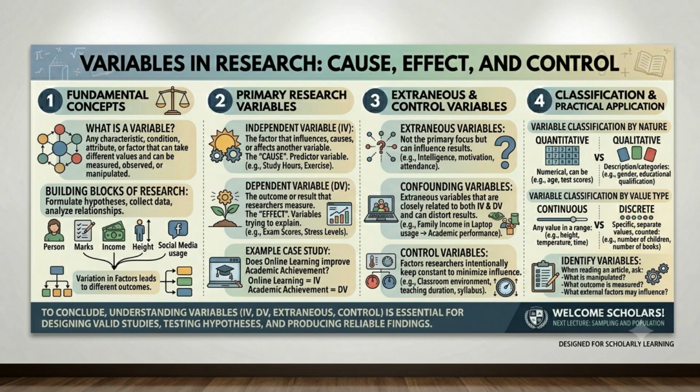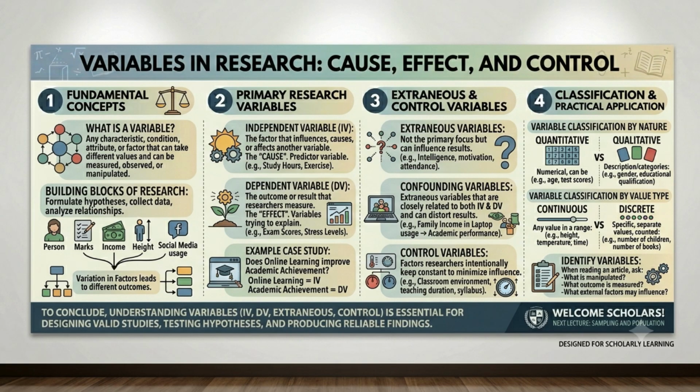Variables can also be classified in several other ways. One common classification includes quantitative variables and qualitative variables. Quantitative variables are expressed in numerical form, such as age, income, height, weight, and examination scores. These variables can be measured using numbers and analyzed statistically. In contrast, qualitative variables describe characteristics or categories rather than numerical quantities. Examples include gender, nationality, marital status, educational qualification, and occupation. These variables are usually expressed through labels or categories rather than numbers.